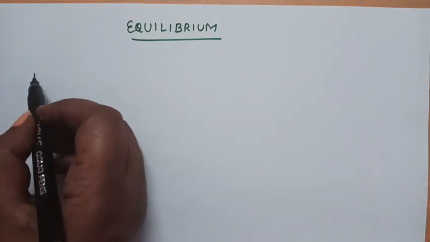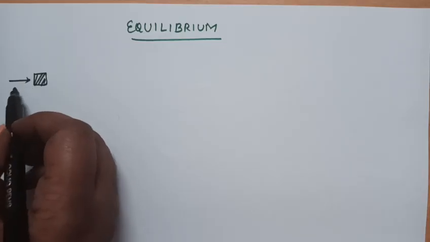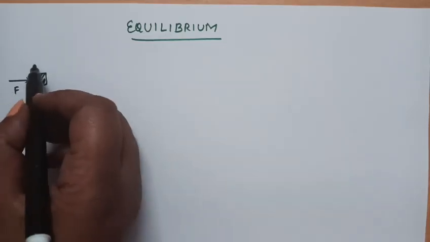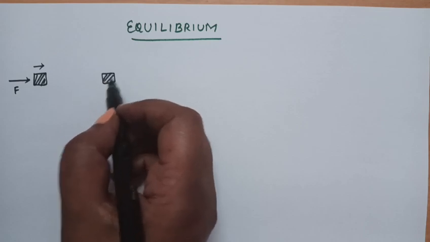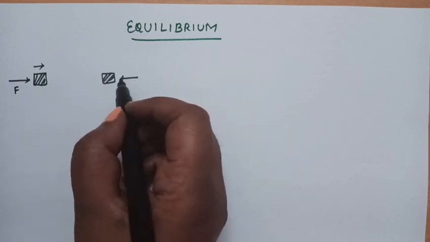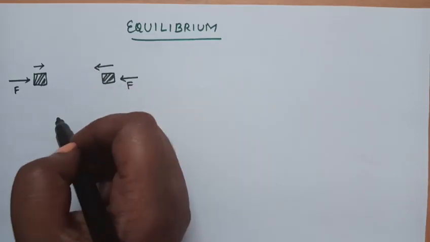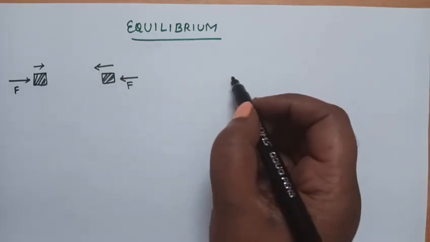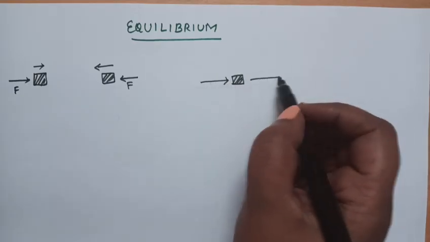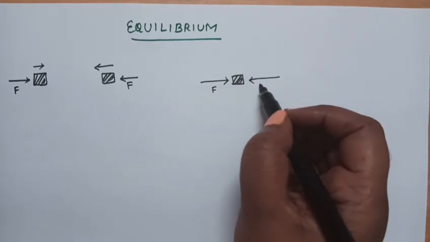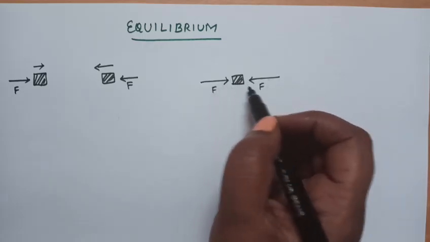So take a stone, apply force in this direction. So the stone will start moving in this direction. In another example, this is the stone, apply force in this direction, the stone will start moving in this direction. In another example, this is the stone, you are applying force in both the directions. It should be equal force. Equal force you are applying in both the directions.